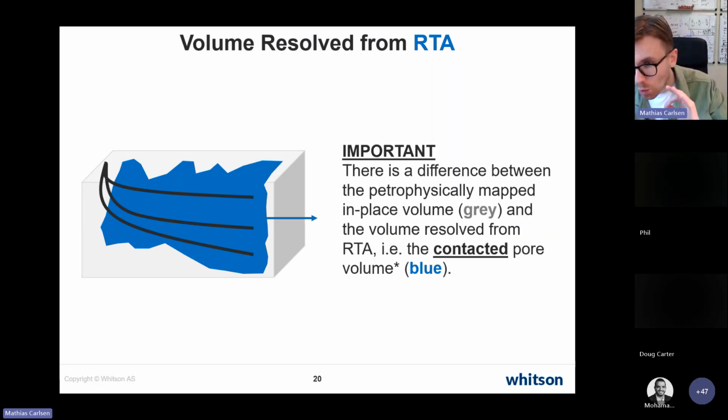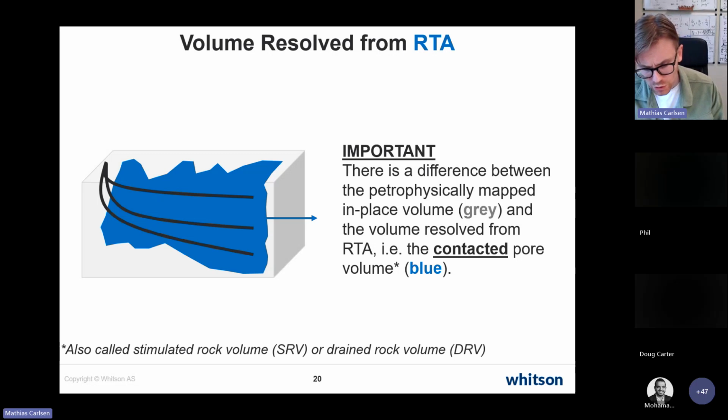Okay. So there's an important difference between the petrophysically mapped in place volume in gray and the volume that you resolve from an RTA exercise, which is the contacted pore volume. The well just uses the rates and pressures, and we'll be able to resolve what it's actually seeing, and not everything that's not contacted. Some people call this also the stimulated rock volume or the drained rock volume. If you're interested in knowing why we call it the contacted pore volume, ask me a question in the break and I'll explain why. But on purpose, we call it the contacted pore volume.